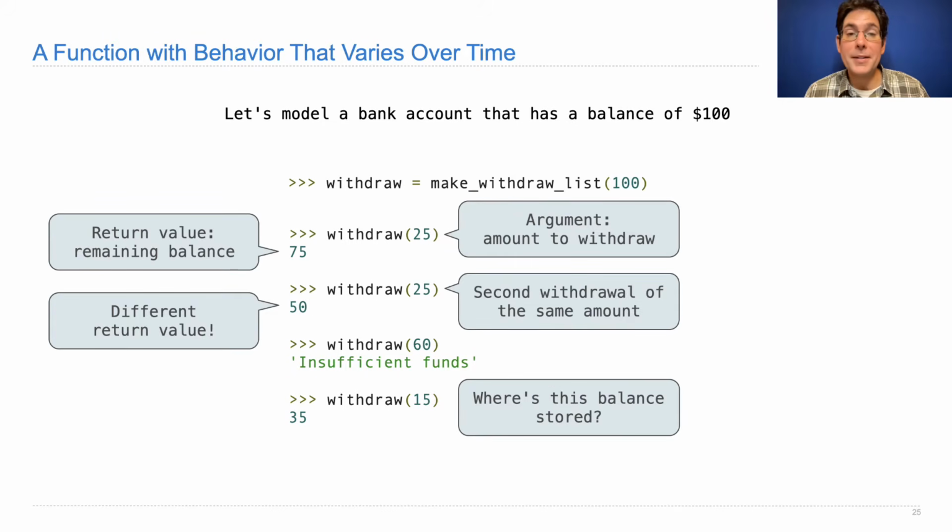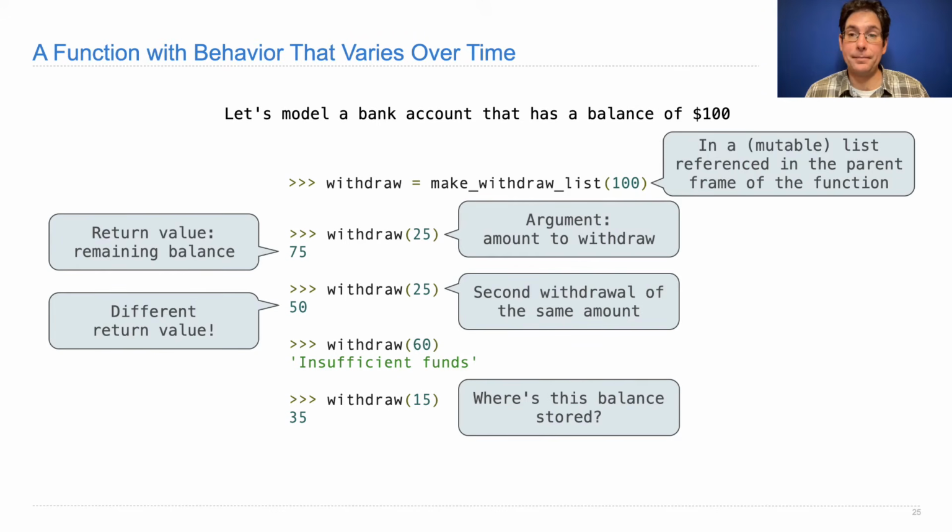Where is this balance stored? It's within the withdraw function, which we create using a higher order function, makeWithdrawList, that takes in the initial balance. The place that we will store the balance is within a list referenced in the parent frame of the withdraw function, that is the makeWithdrawList frame. And since it's a mutable list, we can change the value contained within it every time we call withdraw.